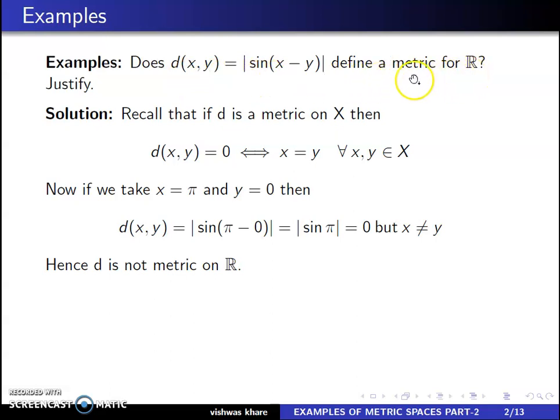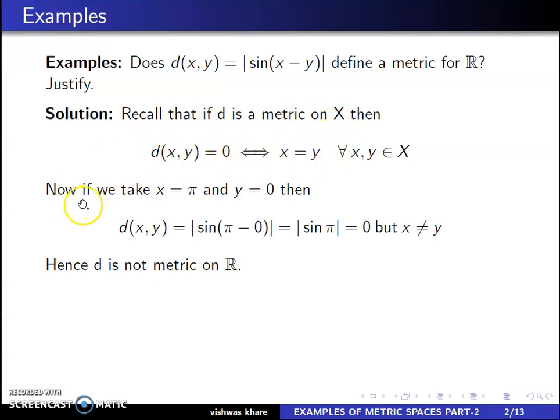Solution: recall that if d is a metric on X, then d(x,y) is equal to 0 if and only if x is equal to y, for all x, y belonging to X. So this is one of the properties, among all the properties of a metric on X, which should be satisfied if d is a metric on X.